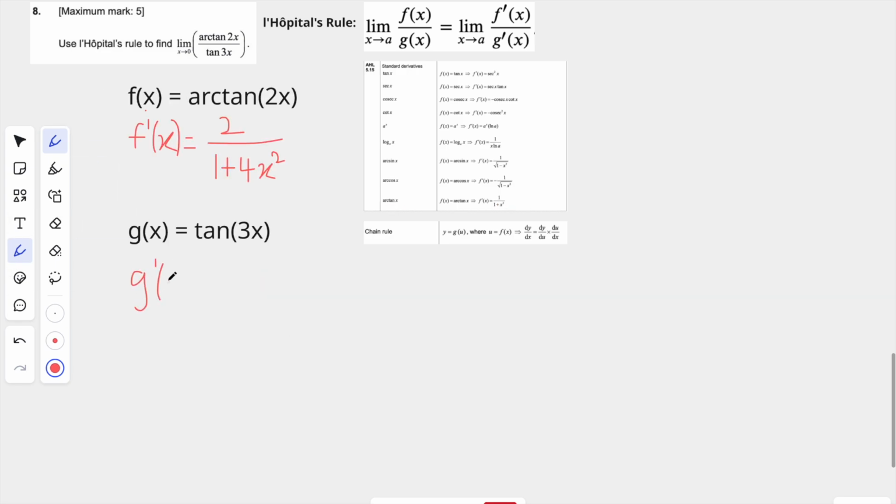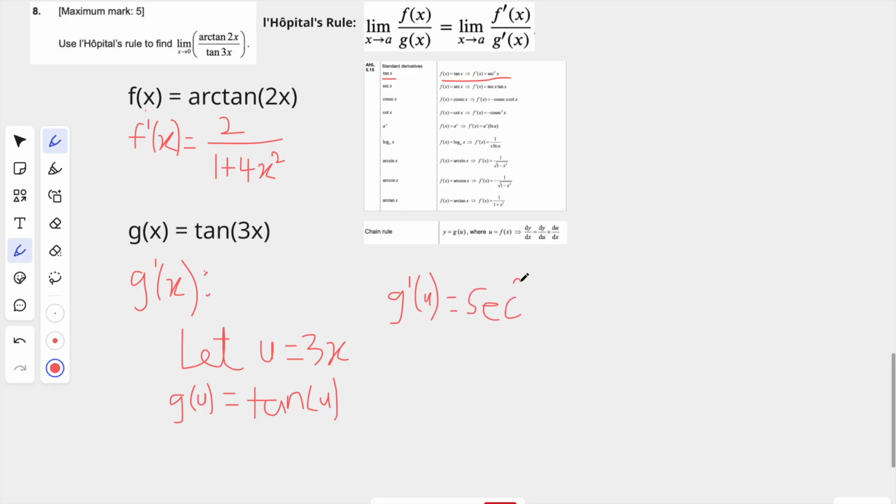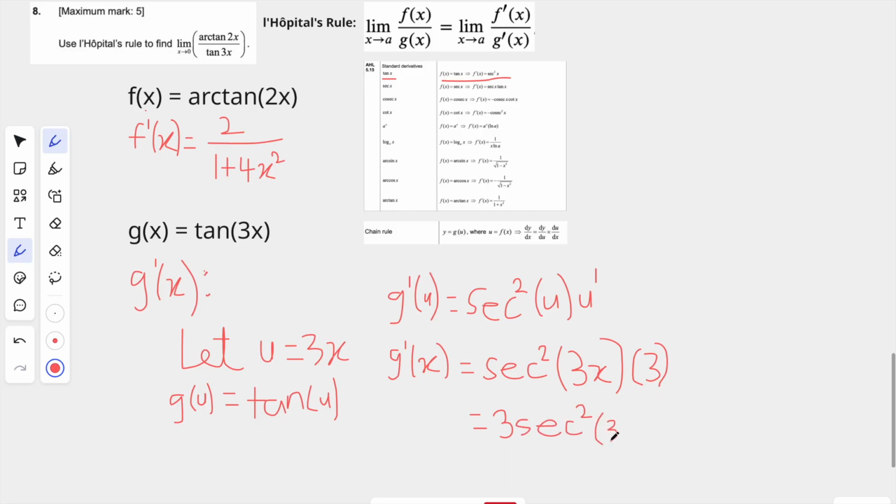Now, moving on to solving the first derivative of g of x. Using chain rule again, we let u equal 3x, such that we have g of u equal to tan u. From the formula booklet, we know the first derivative of tan u is secant squared u, and the first derivative of our u dummy variable is 3 since the first derivative of 3x is 3. So, we have the first derivative of g of x set as 3 secant squared 3x.